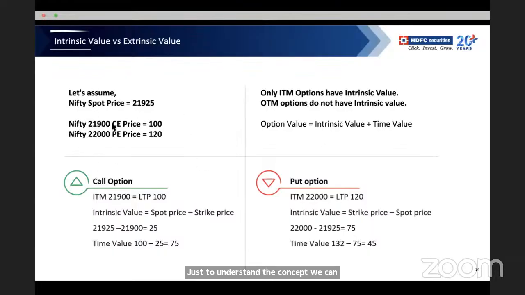Just imagine that we have taken this example that the Nifty spot price is trading at 21,925. Now we have taken two contracts, one is call and one is put. The call is 21,900 call, trading at 100 rupees, and the put is 22,000 put, which is trading at 120 rupees. Now these are both in the money call and put. The reason I have taken both in the money call and put is that only in the money options will have intrinsic value.